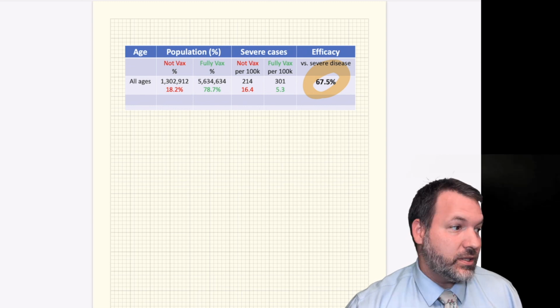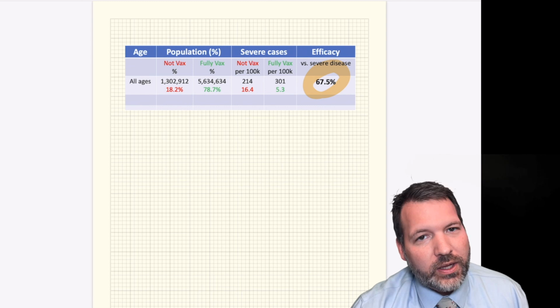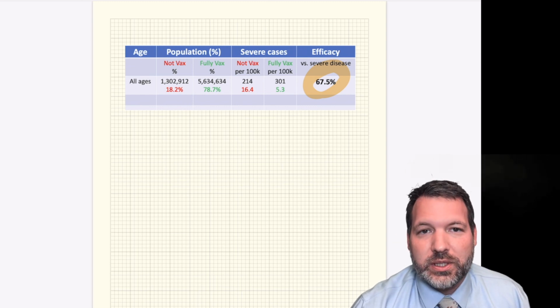So what's going on here? Is it the Delta variant that's changing our effectiveness or something like that? And I think the answer is no. Again, this is actually a crazy example of Simpson's paradox.